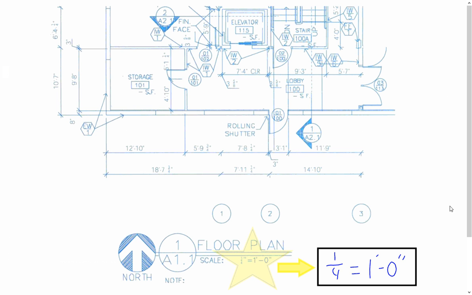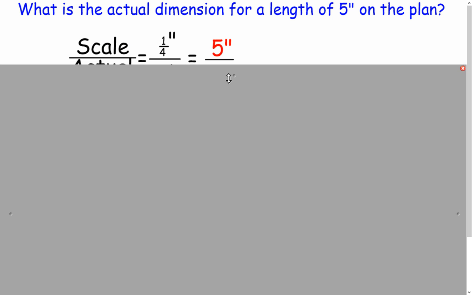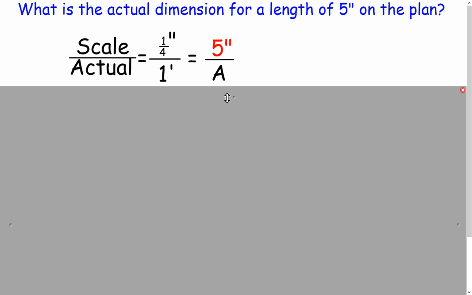Here's a scale drawing. The floor plan tells us that there's a 1/4 inch per 1 foot for the scale. So we want to know what's the actual dimension for a length that is 5 inches on the plan. We're always going to set these up the same. We're going to start off by creating a proportion, set up as the scale on the top and the actual on the bottom. The size of the scale may differ, but the scale being on the top and the actual on the bottom is going to stay the same.